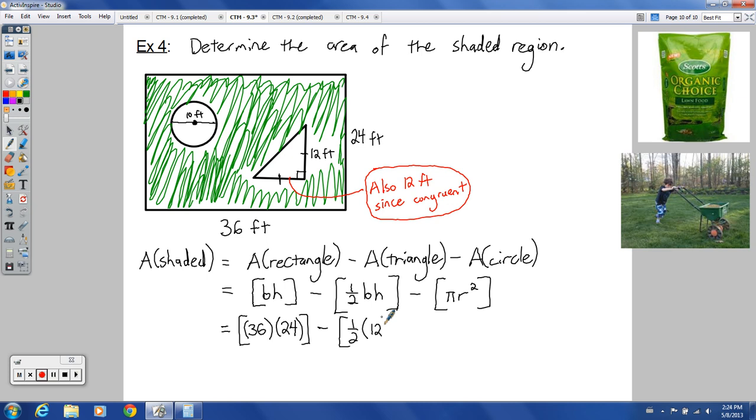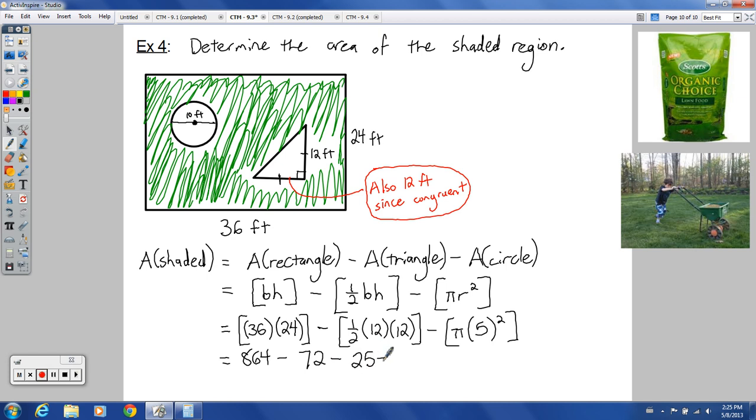So we have 12 times 12, you could even say 12 squared, and you'd be fine in that case. And here, minus pi times the radius, which is going to be half of that. The radius is going to be 5 right there. So minus 5 squared. From here, let's work it out. This would be 864 minus, you'd have 144 if you did 12 times 12. You could also think of 1/2 of 12 is 6, 6 times 12 is 72. So either way you do it, you get that, and here you'd have 25 pi.